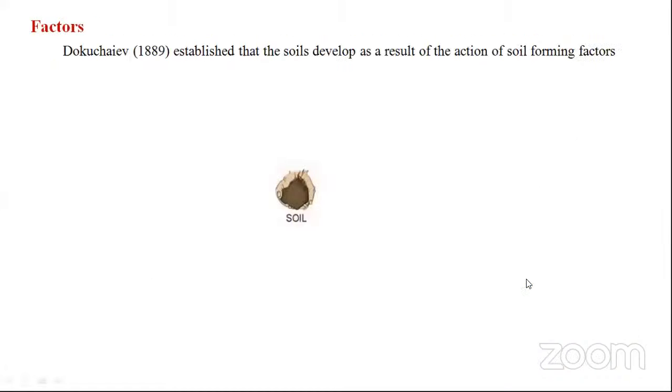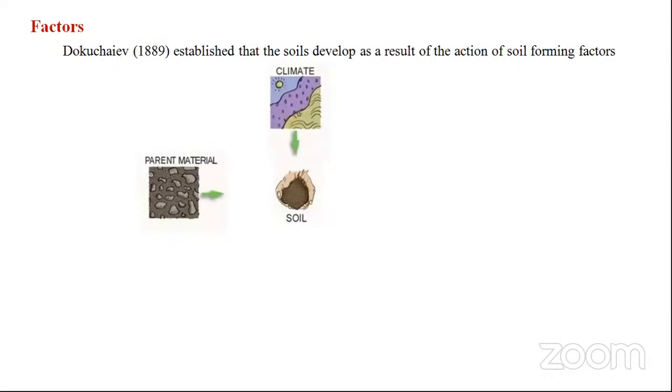Now we will see what those soil forming factors are. First, Dokuchaev, students. Dokuchaev is a renowned pedologist and is known as the father of soil science. He gave some soil forming factors in his view. He said parent material is one factor, climate is one factor, and plants and animals, that means biosphere, is one factor. So Dokuchaev is renowned for this, but it didn't satisfy much.